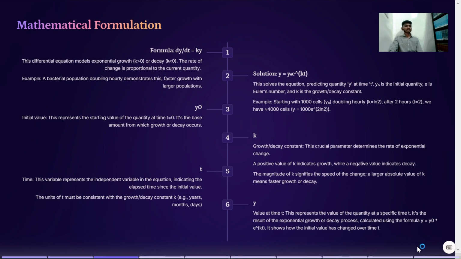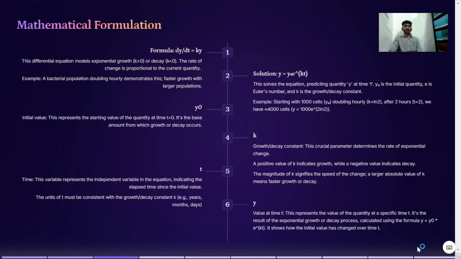The variable t is time. This variable represents the independent time in the equation, indicating the elapsed time since the initial value. The units of t must be consistent with the growth or decay constant k. Example, years, months, days, etc.